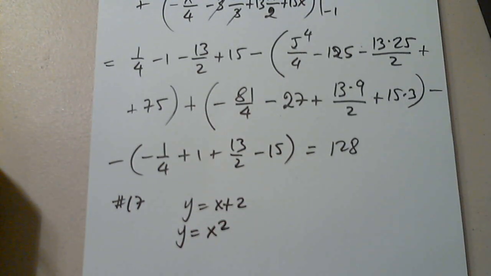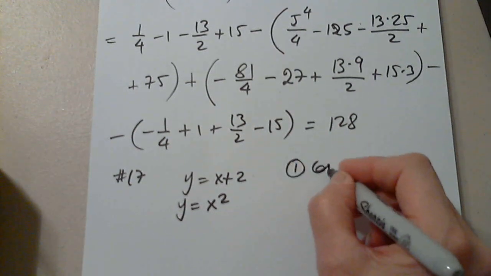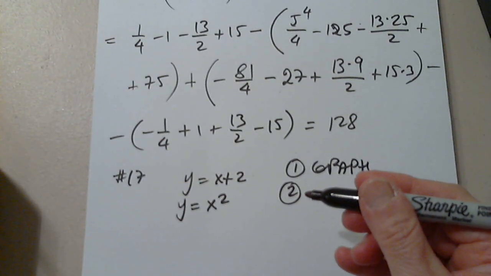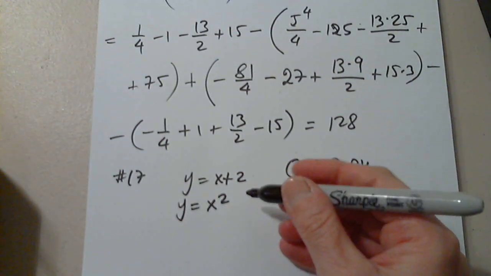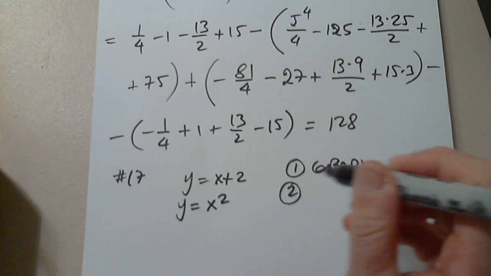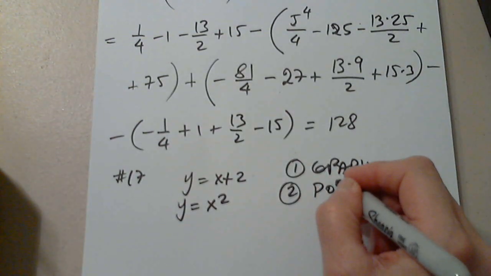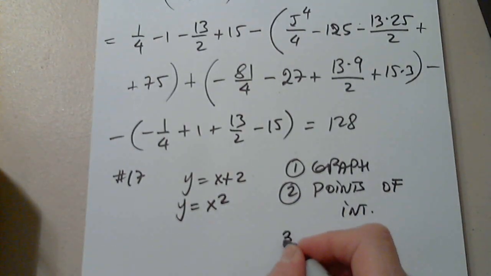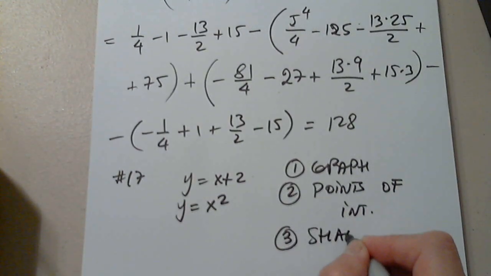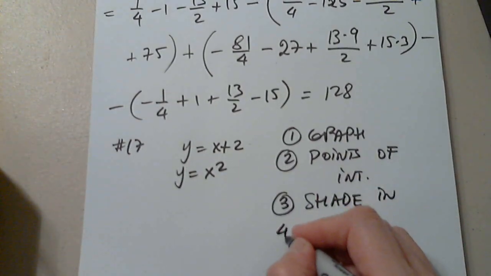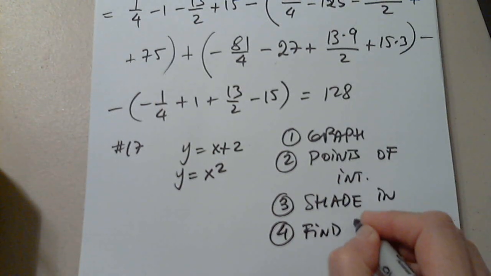So y equals x plus 2 and y equals x squared. Okay, so I'm going to stop sharing. So here we're asked, number 1, graph. Number 2, although this is not specified, we're asked to find the area enclosed. So these are the steps. First we have to graph both. Then you have to find the points of intersection. And number 3, shade in the area enclosed. And number 4, find the area.